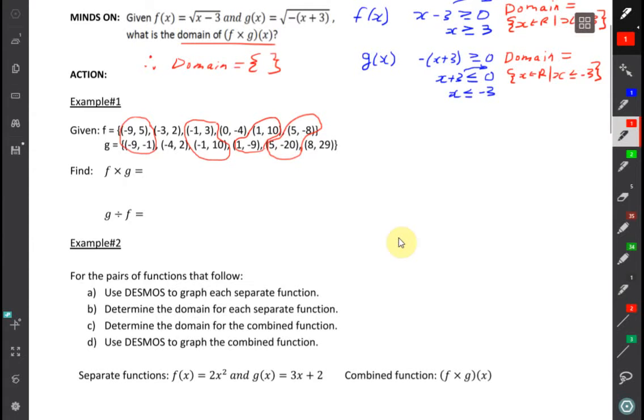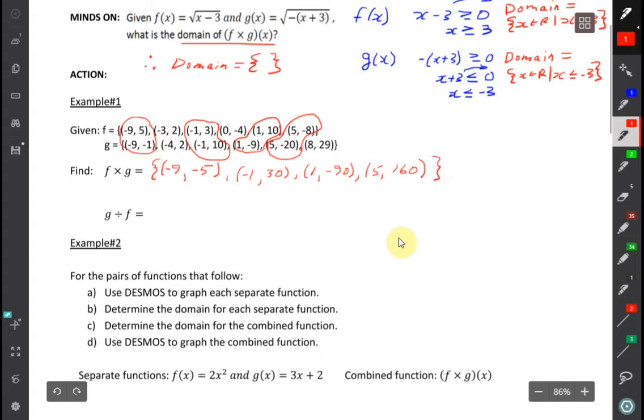When we solve them, recall that the input remains the same. So for the input of -9, we end up with 5 times -1, which is -5. For the input of -1, we are multiplying 3 times 10, which is 30. For the input of 1, we're multiplying -9 times 10, which is -90. And for the input of 5, we're multiplying minus 8 times minus 20, which is positive 160. So that is the answer to the first question.